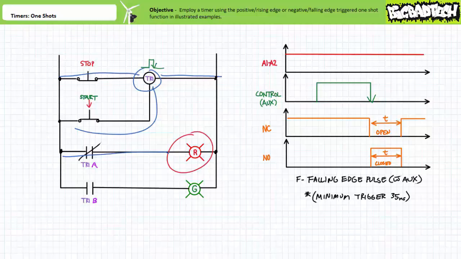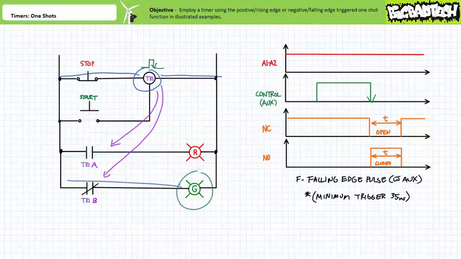Only when an operator releases start does the timer controlling input experience a negative or falling edge transition. Contacts TR1A and TR1B, executing the negative edge triggered one-shot function, change states. TR1A opens and TR1B closes. The red light turns off and the green light turns on.